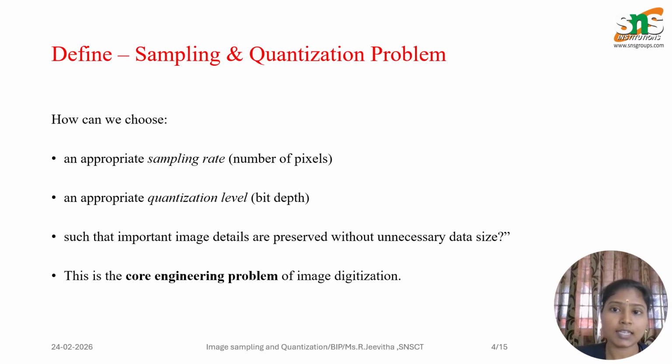Now engineers face an important design problem. They must decide what sampling rate to use and what quantization level to use. Sampling decides the number of pixels, quantization decides intensity accuracy. If we choose very high values, image quality becomes excellent, but storage size becomes huge. If we choose very low values, storage reduces, but important details may be lost. So engineers must balance quality and data size.